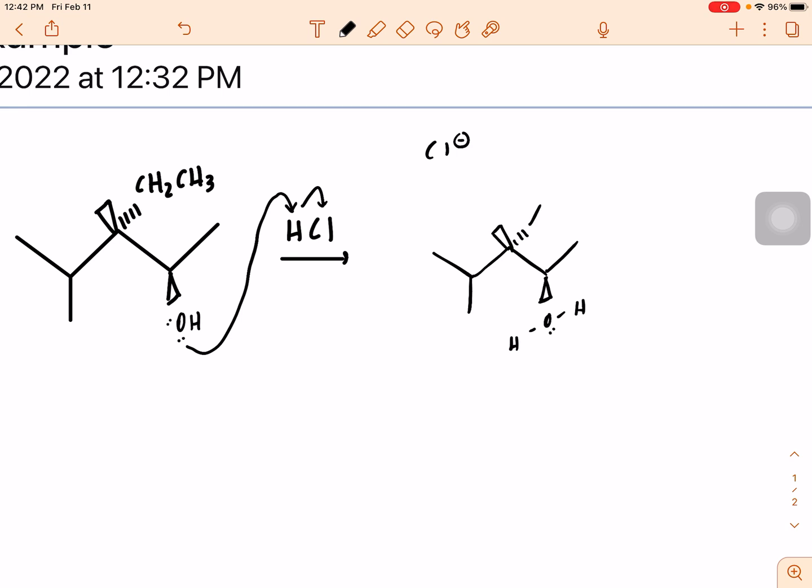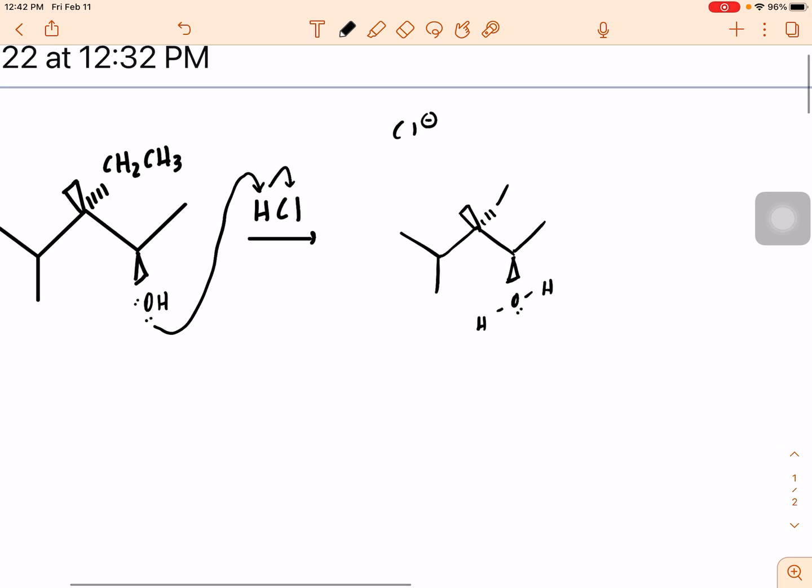Since it only has one lone pair now, that means that it has a positive charge because formal charge is valence electrons minus bonds minus lone pair electrons. So this oxygen has 3 bonds and then 2 electrons attached to it. So 6 minus 5 is 1. That's why this oxygen is positively charged.